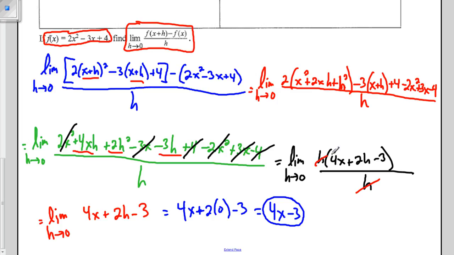I factored out an h, which is what made it undefined in the first step, because h is approaching 0. And now I'm at a point where I can direct substitute, and I come up with the limit equals 4x minus 3. Pause this and take a second to look at it, and hopefully, if you couldn't do it, you at least understand how we got it to work.